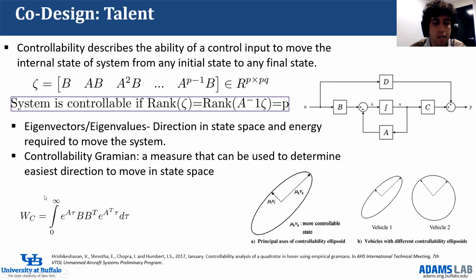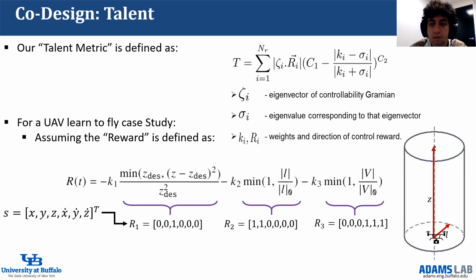The Gramian's eigenvectors and eigenvalues tell us which directions are more controllable. The idea here was that if you look at the Gramian of a morphology, of a hardware, it doesn't require any learning to get it. It's just what we have from the hardware shape and these A and B matrices. Can we predict which system is more talented to learn? I'll explain based on an example that we have here on the right side. It's a UAV that tries to take off and hover.